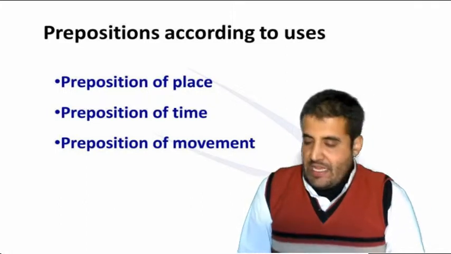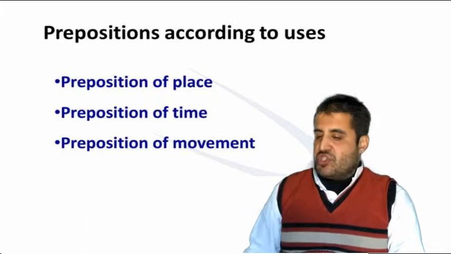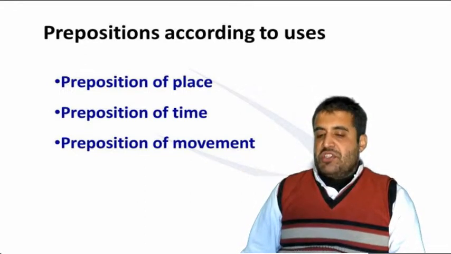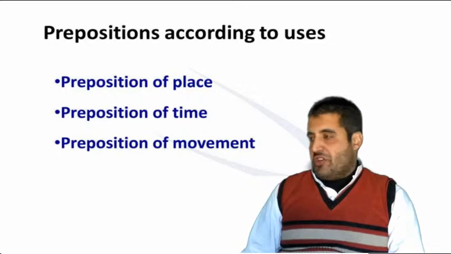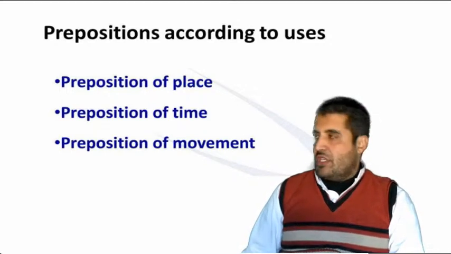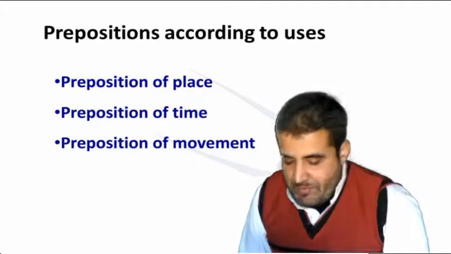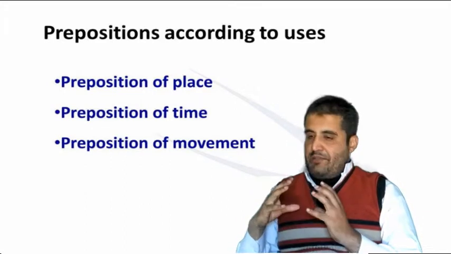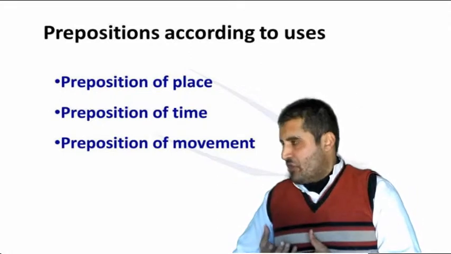Okay guys, now we'll be talking about prepositions according to uses. Look at the screen please. According to uses, prepositions are three types: preposition of place, preposition of time, and preposition of movement. We have already done in the previous lecture that prepositions according to structure are four types, okay?